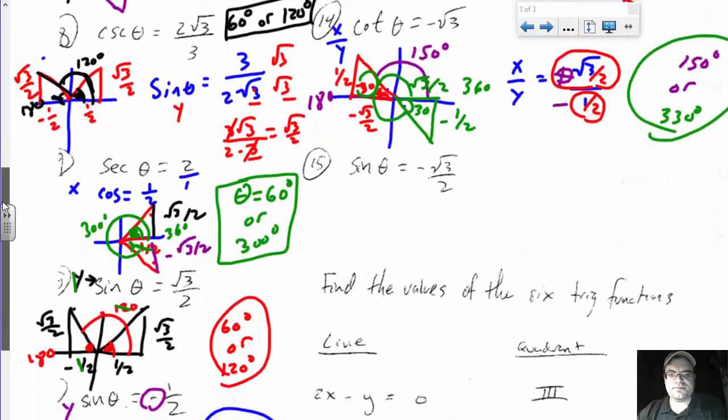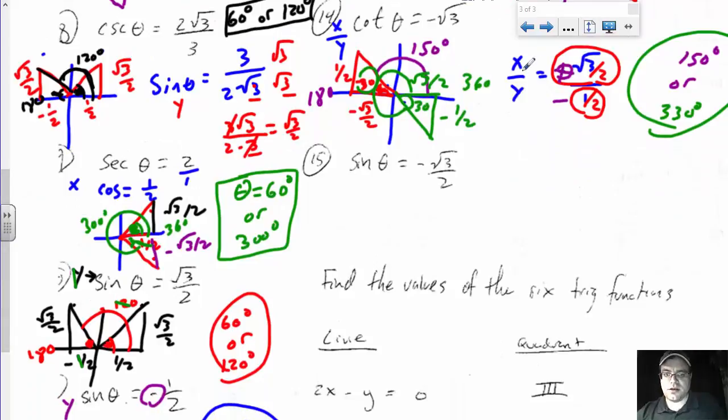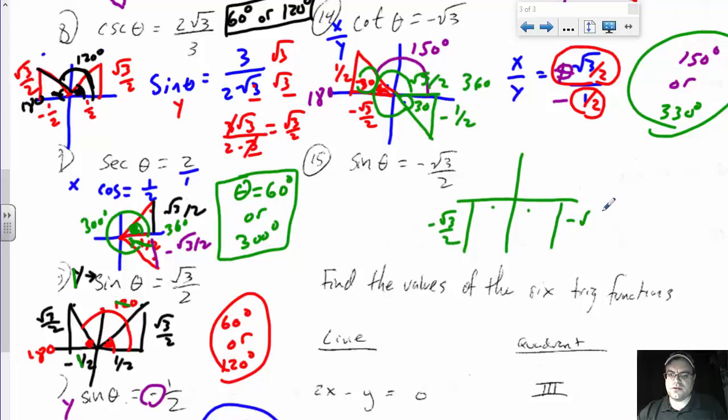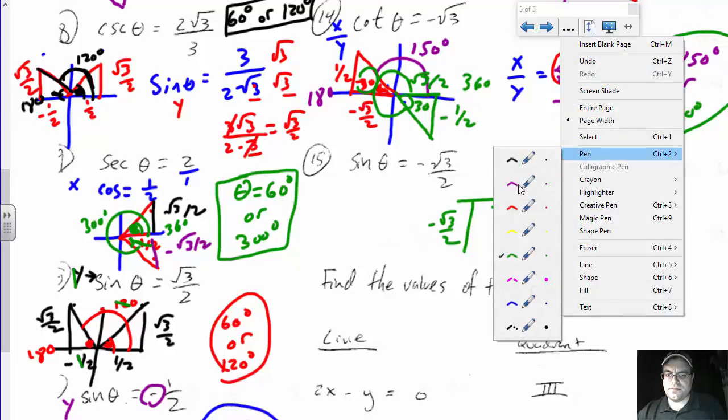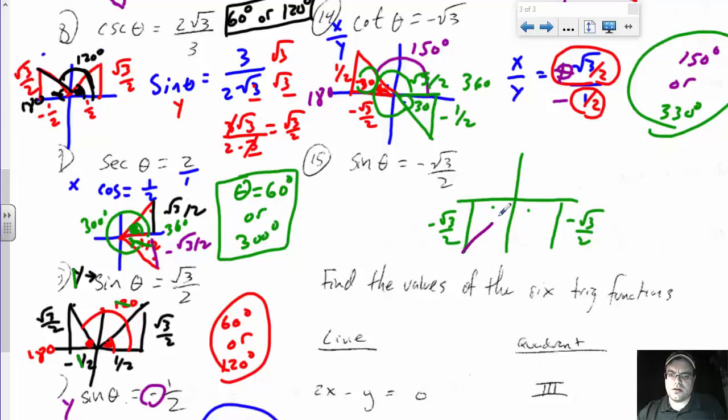Number 15. All right, getting there. This is a sine question. Sine is negative. It's a y value, so it's negative here and here. So I have negative root 3 over 2 here, and negative root 3 over 2 here. First thing I want is this angle. And this is negative 1/2, this side right here. So that means this little angle right here is a 60-degree angle.